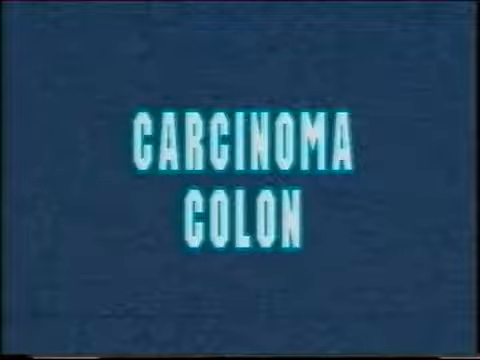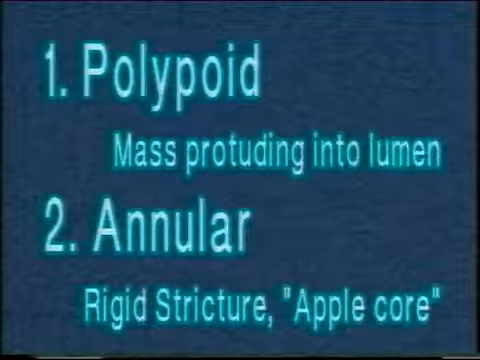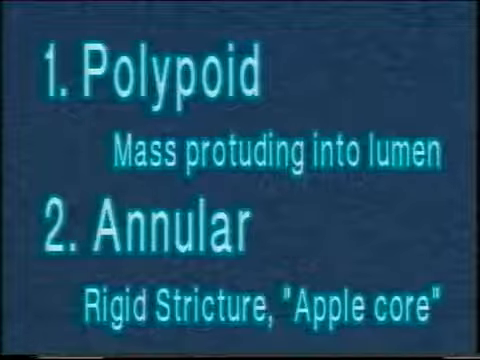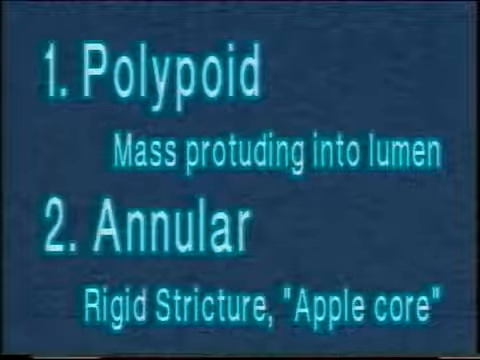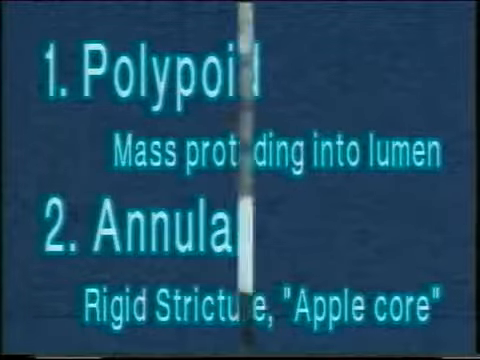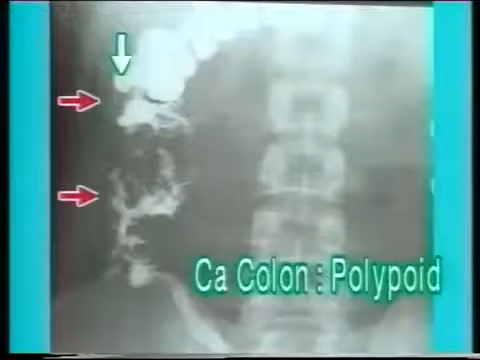Carcinoma of colon. Carcinoma of colon produces two types of pictures on barium study. Number 1, a polypoid mass protruding into the lumen, and number 2, an annular mass producing a narrow stricture. This barium enema study shows an irregular filling defect in the ascending colon. Polypoid and proliferative growths usually produce this type of picture.